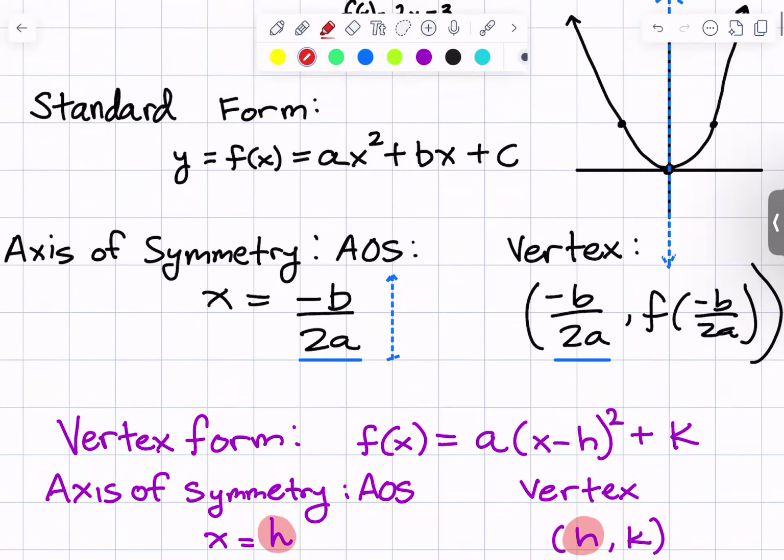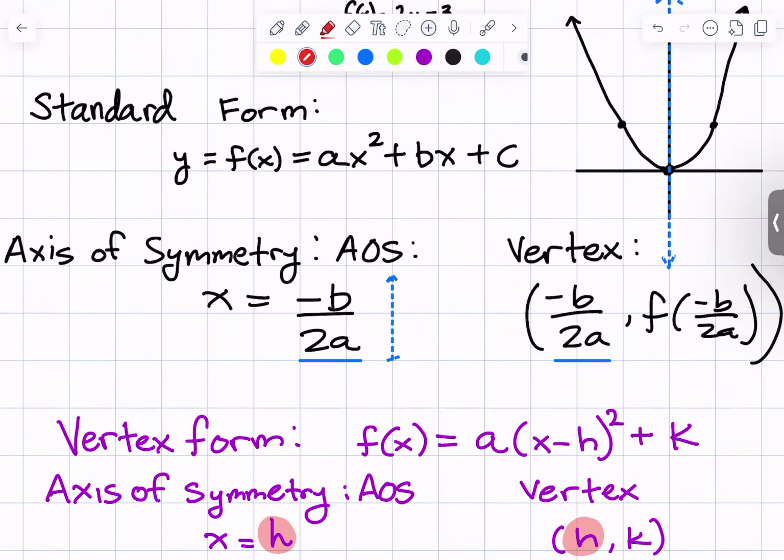Okay. Another thing to point out is that in vertex form, this a is the same a in the standard form as well. Okay, so the a values are the same.